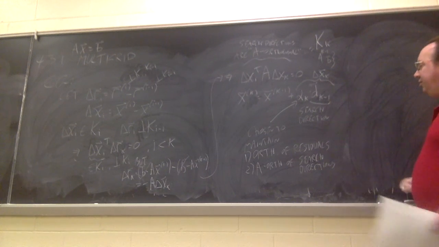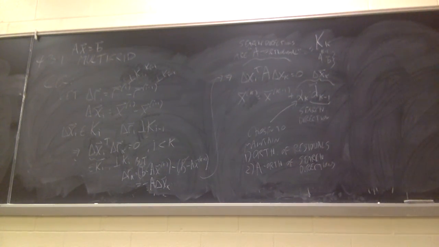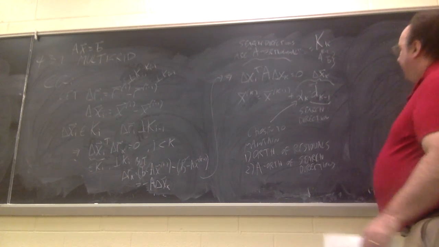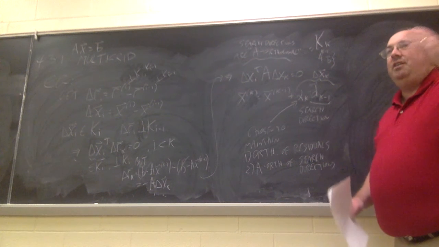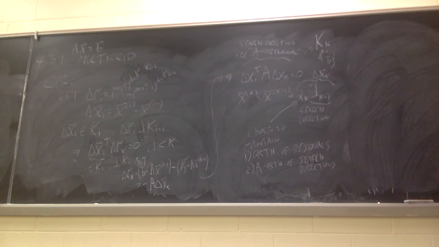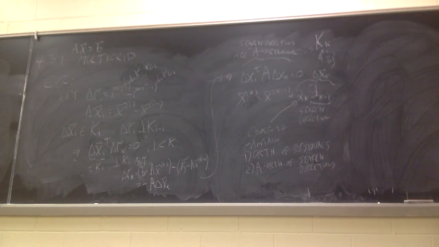Steepest descent used search direction equal to the residual. That doesn't work because of the zigzagging. So what conjugate gradient does is it sets each search direction equal to a combination of the residual and the previous search direction, again, to maintain these criteria. And that's what fixes steepest descent to give you conjugate gradient.